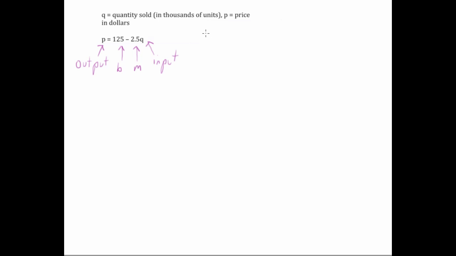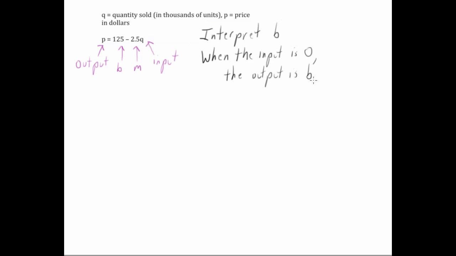Let's start interpreting. So let's start by interpreting B. The template you want to use is the following. When the input is 0, the output is B. And just to review why, think about the fact that B is where we hit the vertical axis, and that means our input at the vertical axis is 0. So in this case, when I look here, I've got 125.